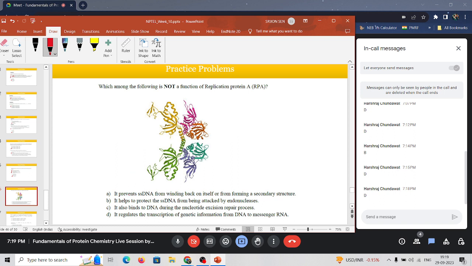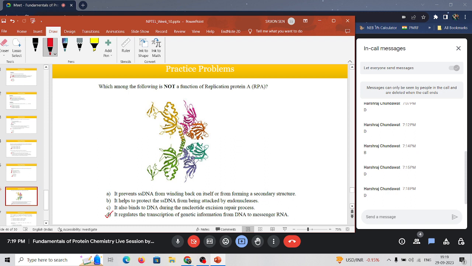So it prevents, what are the options? It prevents the single-stranded DNA from winding back on itself. That is correct. It helps to protect the single strand from being attacked by the nucleases. Yes. It also binds to the DNA during the nucleotide excision repair process. And it regulates the transcription of genetic information from DNA to messenger RNA. So which is not a function? Yes, D is not a function of RPA.